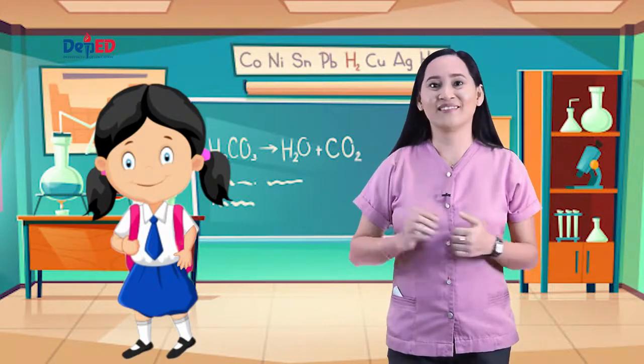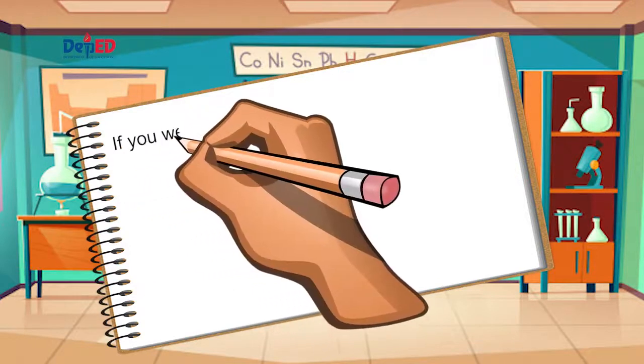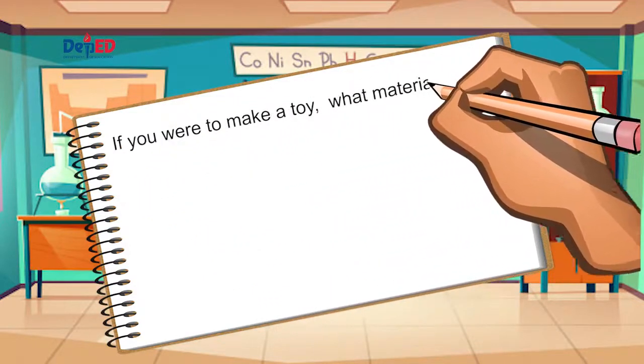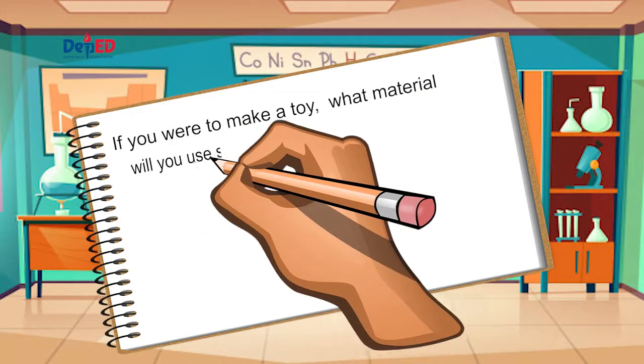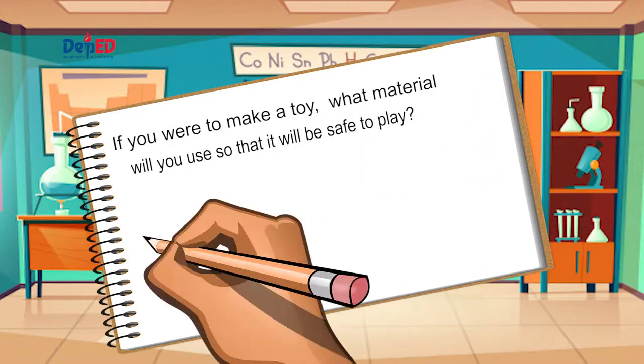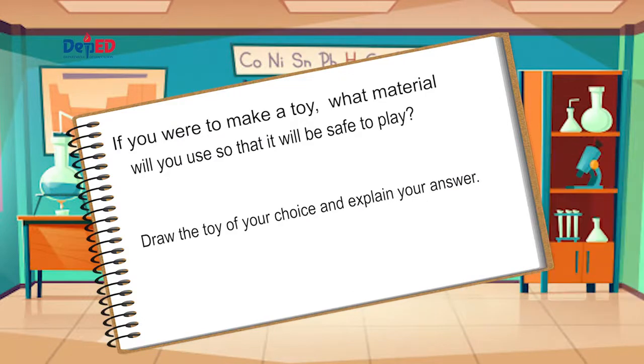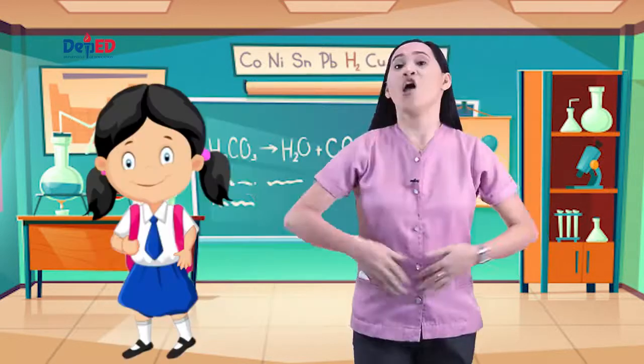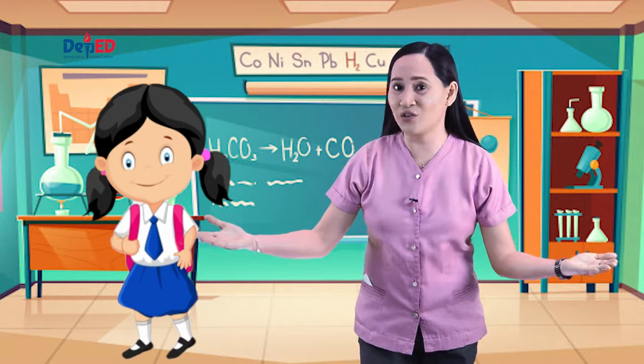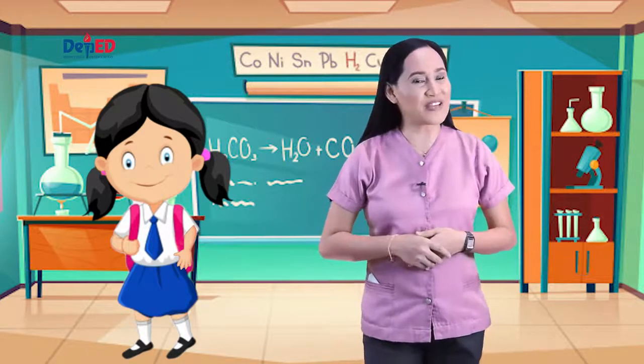Very good. Her assignment goes this way. If you were to make a toy, what would you want to make and what materials would you use so that it will be safe to play and durable at the same time? Make a drawing of this toy and explain why you would use the materials that you have identified. Do you have an idea, children? Let's see what Maria wants.